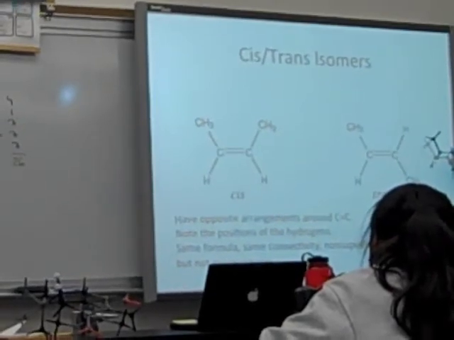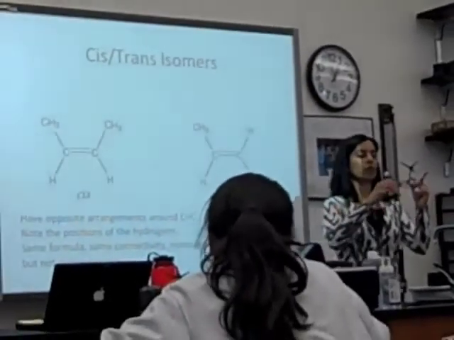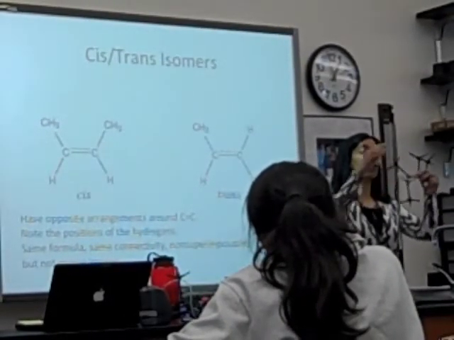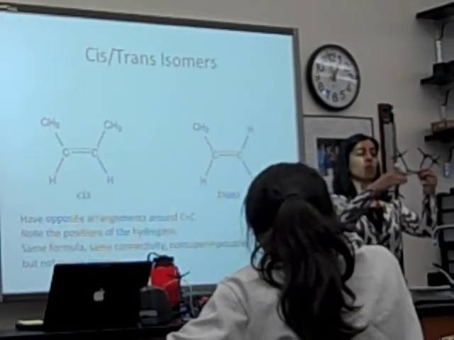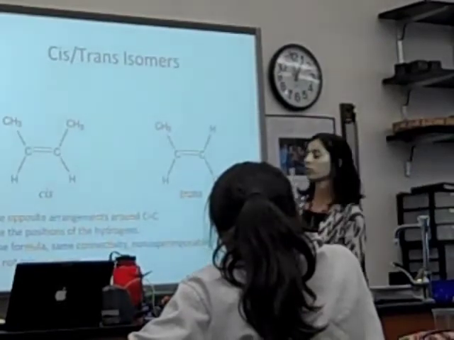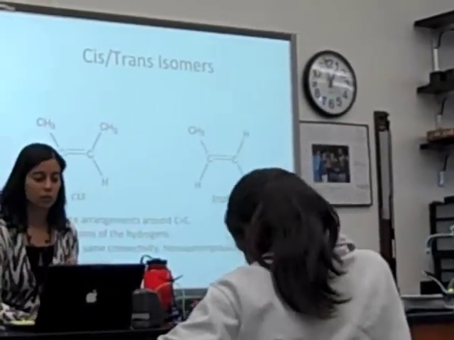You guys see that? Now you might say, well, just take this one and twist it around and then it'll be like this. Okay, let me try. No. You can't rotate around a double bond. You can rotate around a single bond, but you can't rotate around a double bond. So these are different. They're called cis-trans isomers. Okay. If I haven't blown your mind yet.